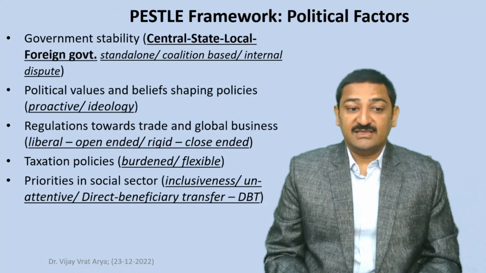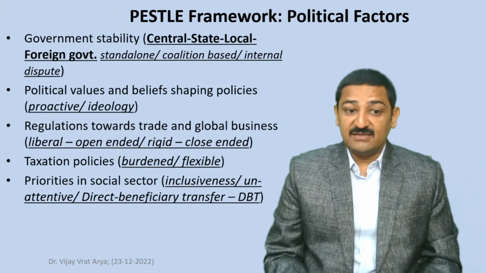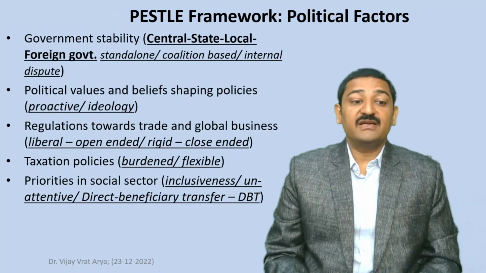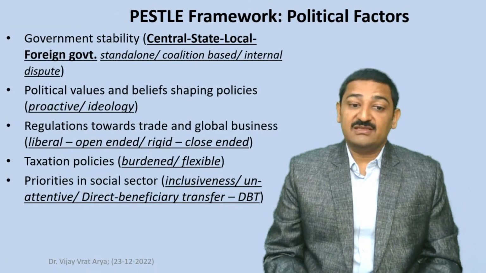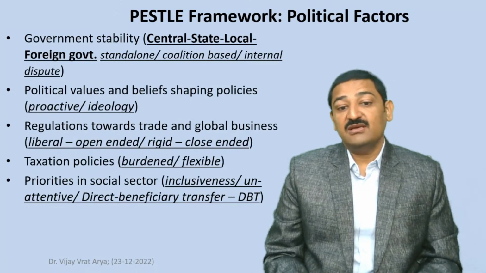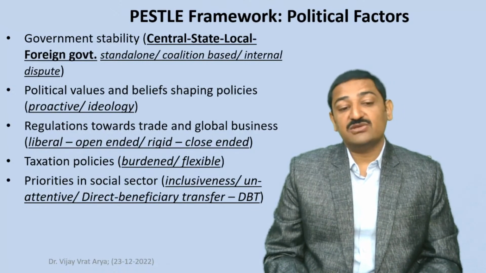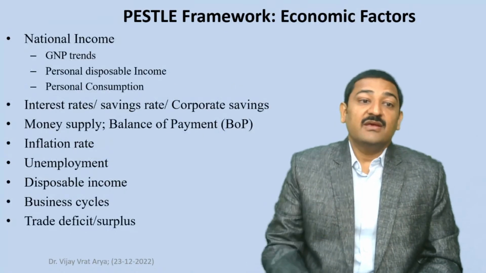Apart from that, the taxation policies of the government: is it flexible in nature, or is it a kind of burden on the taxpayers or the corporate houses? Apart from that, the priorities in the social sector: is it in terms of inclusiveness, or is it something inattentive in nature? As an example, we can take the case of direct benefit transfer, that is DBT.